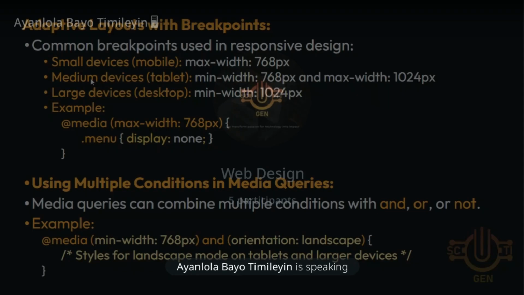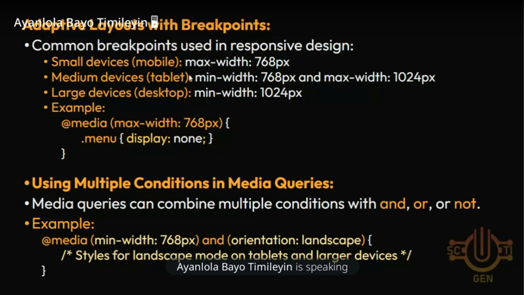Then for medium devices, that's tablets, right? The minimum width is usually 768 pixels, and the maximum width is 1024 pixels. And then for larger screens or larger devices, we have the desktop, right? Minimum width obviously is 1024 pixels.